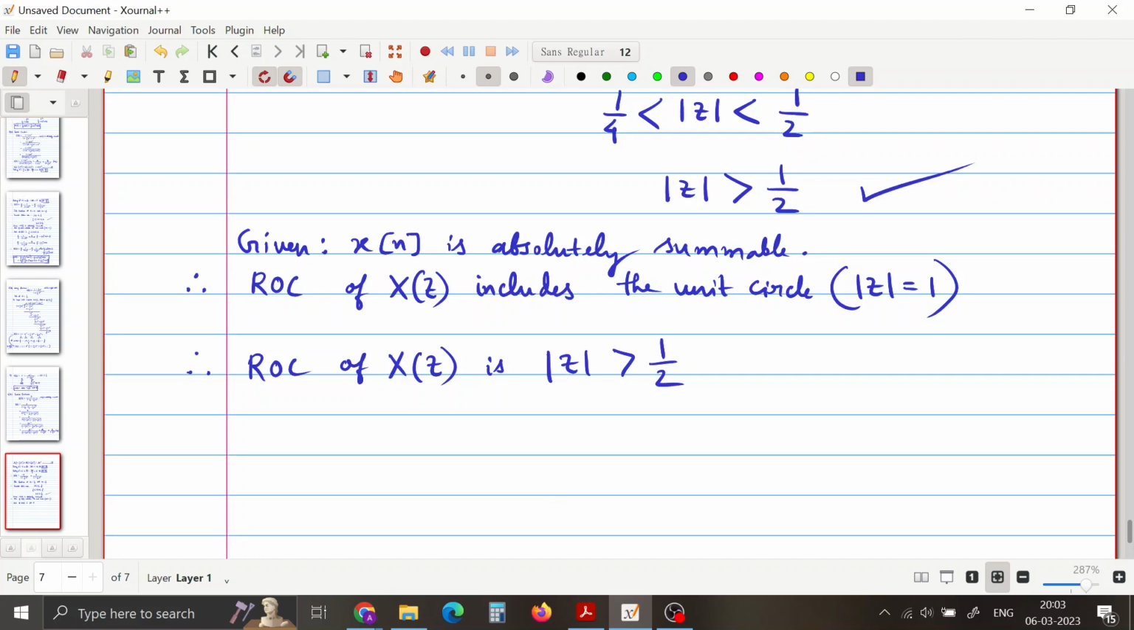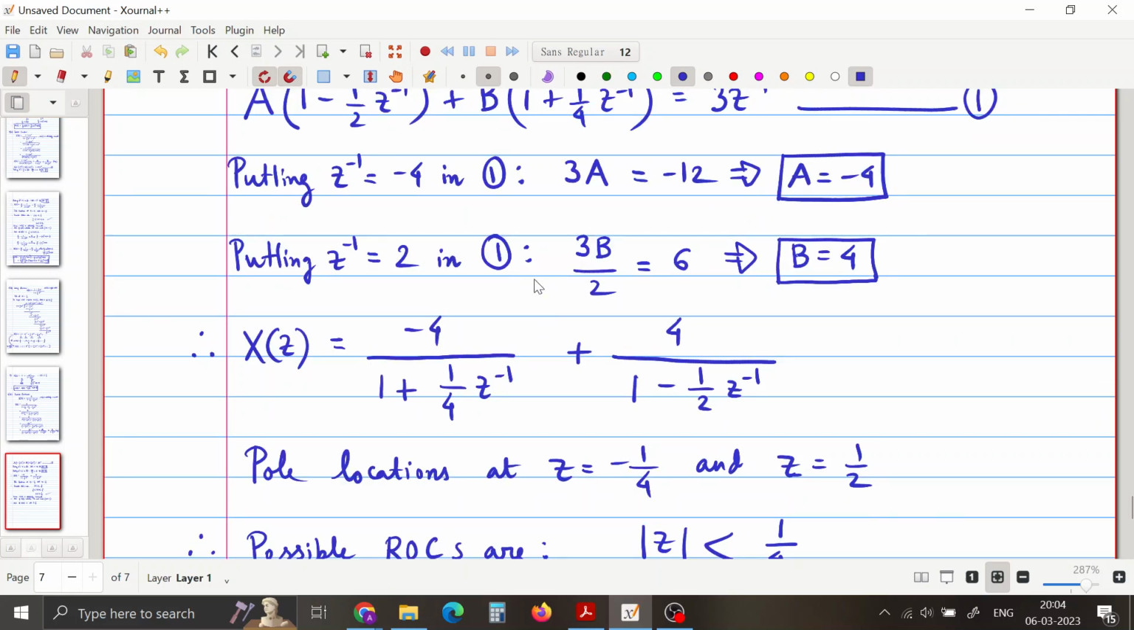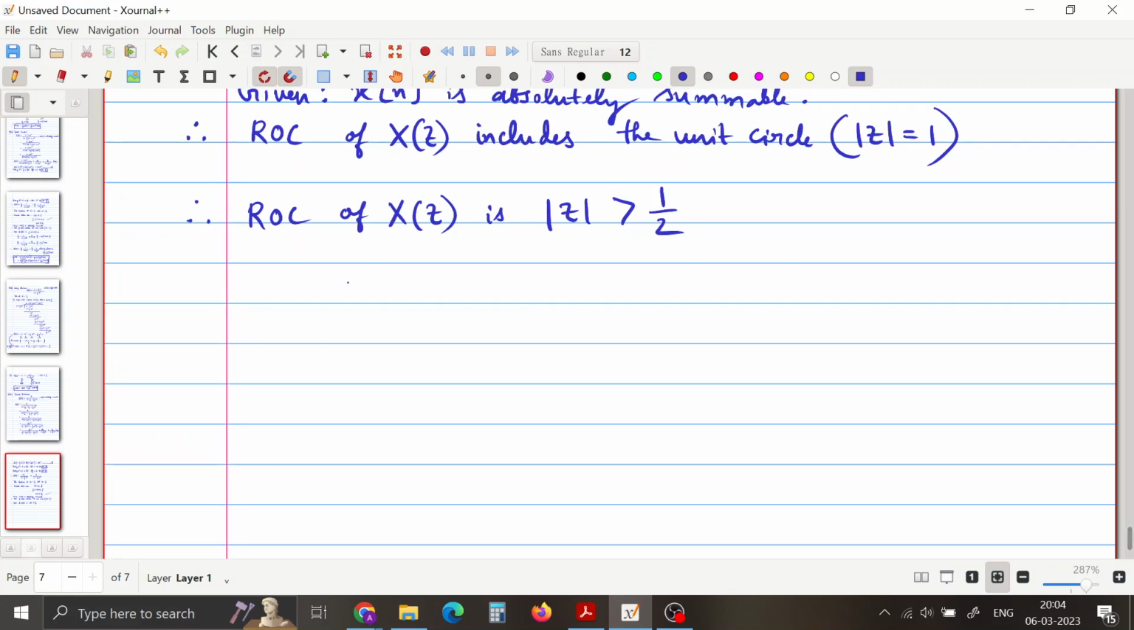And now we can just individually take the inverse transform of these two terms of x of z in the summation like we did before, and then use linearity to get the overall expression for x of n. So the first term is minus 4 by 1 plus 1/4 z inverse. So let's take its inverse z transform. So the ROC is mod z greater than half. Okay.